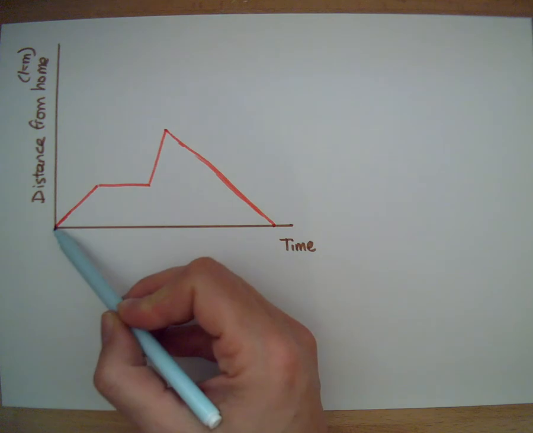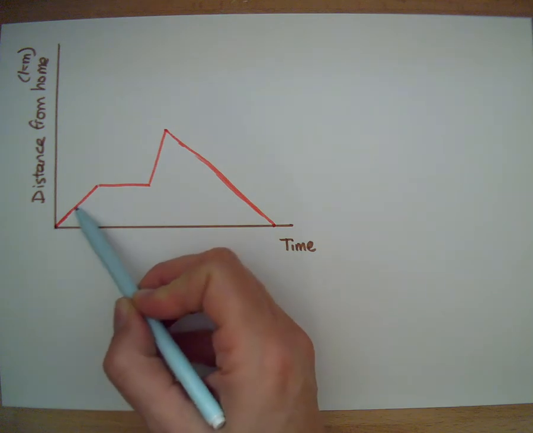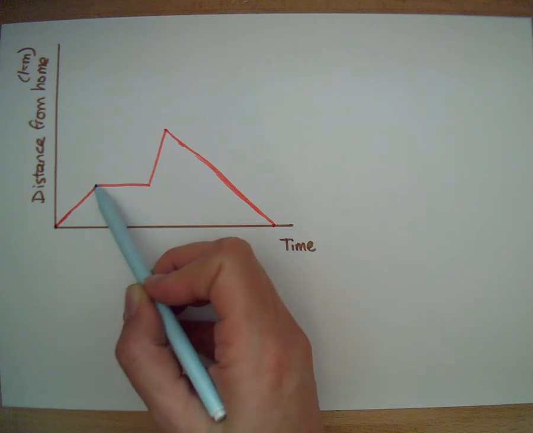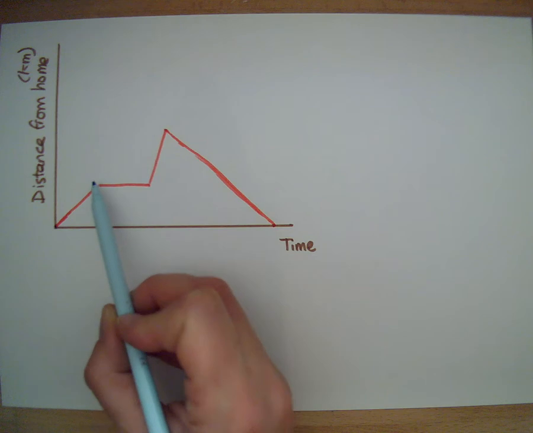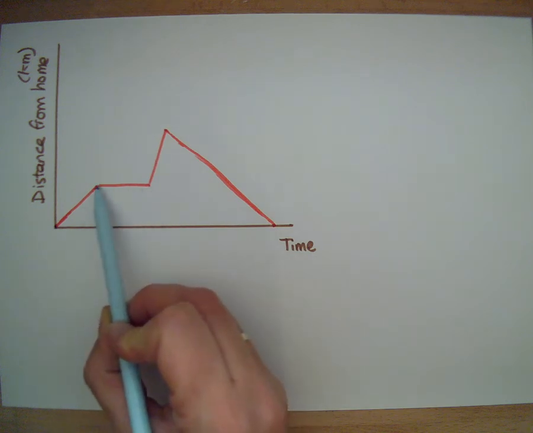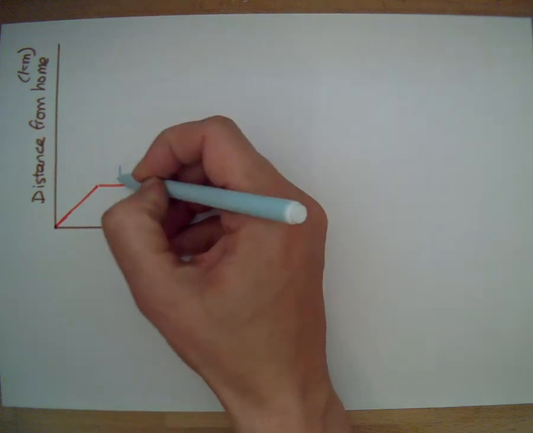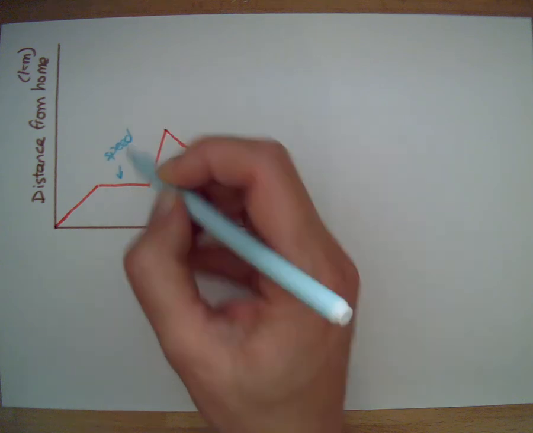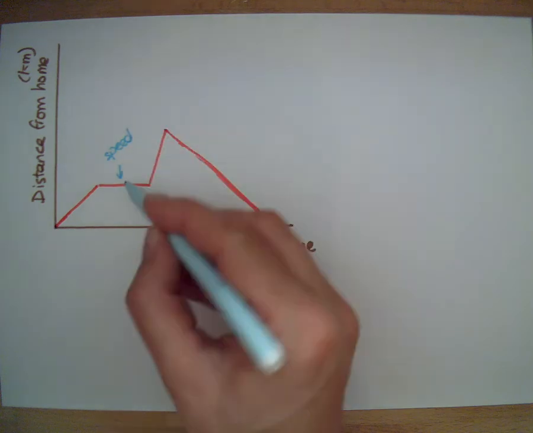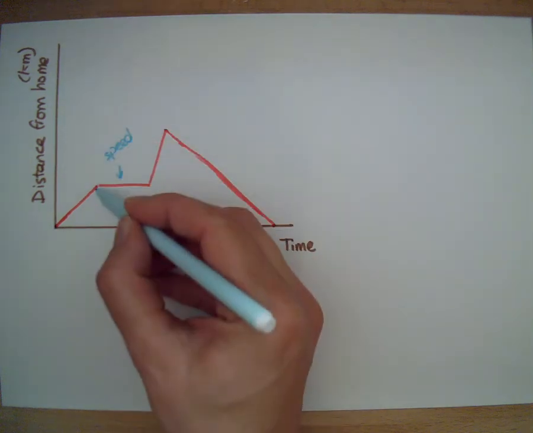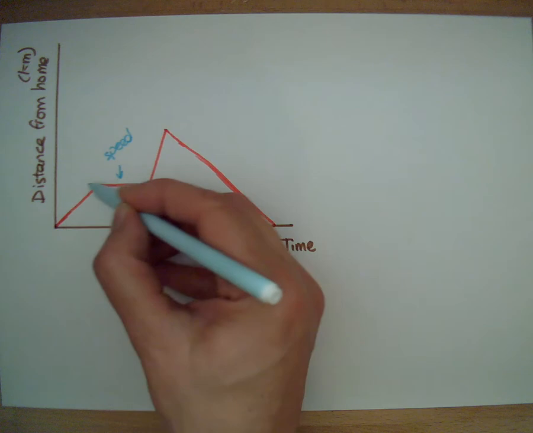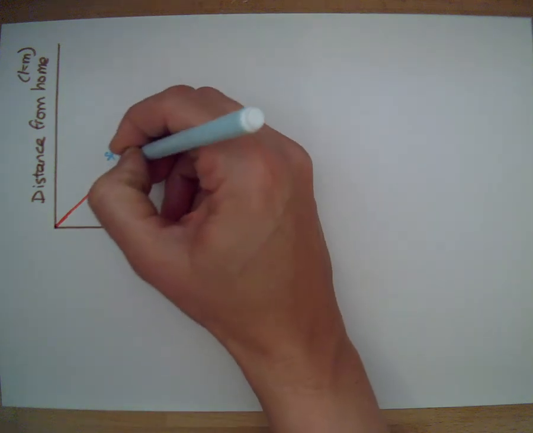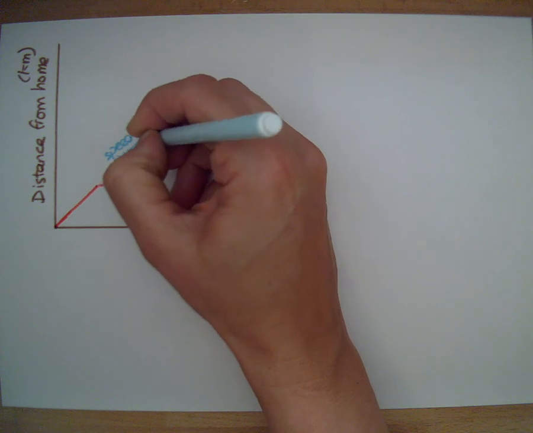I'm getting further away from home as time passes. So I'm traveling at a constant speed away from my house. Here the line is horizontal. That shows that I'm not getting any further away from my house. I'm at the same distance from my house, even though time passes. So my speed is 0.